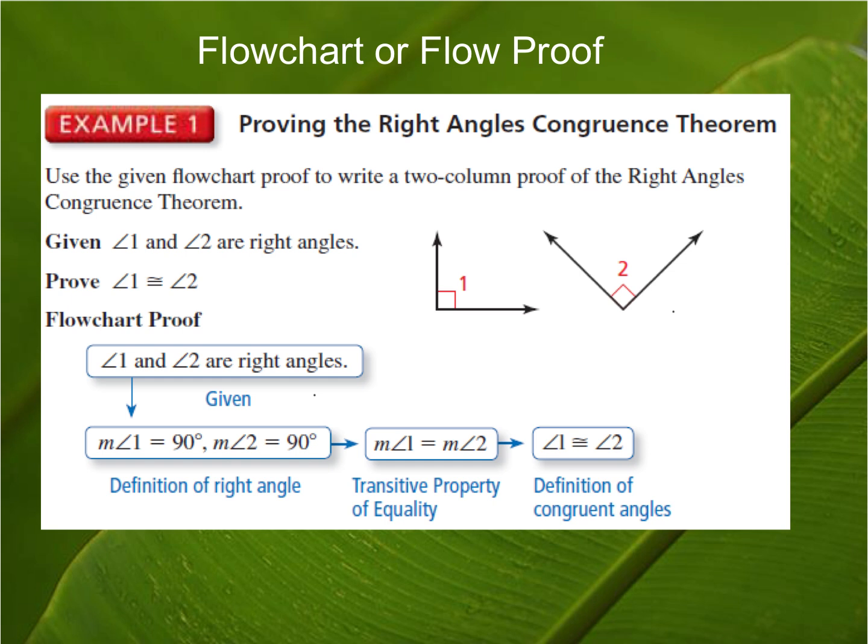Again, think of it as you still have your statements and your reasons. Anytime you see that something is going from a right angle to 90 degrees, by definition, that is what a right angle means. Right angles are 90-degree angles. That is the definition of a right angle. Then I'm going from this statement to this statement. The measure of angle 1 and measure of angle 2.